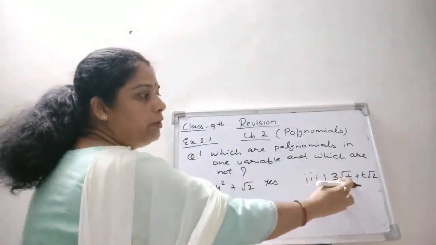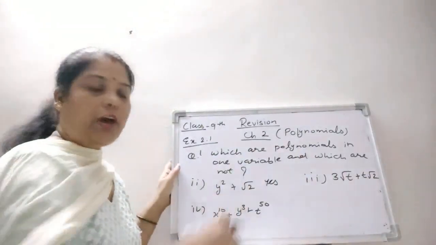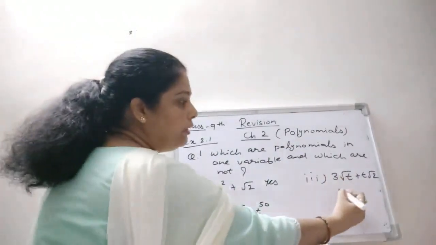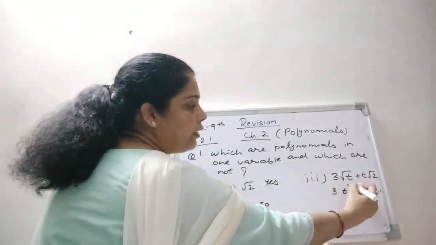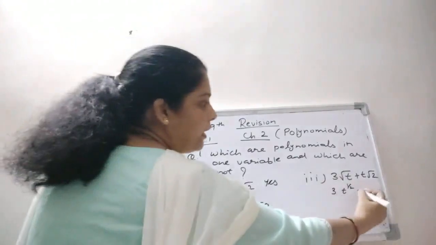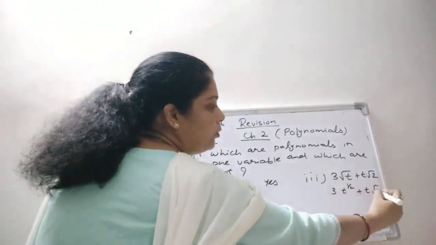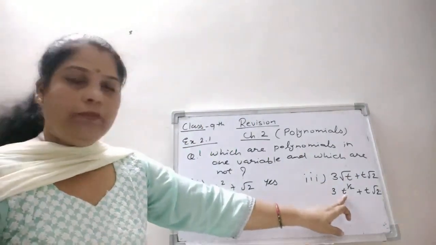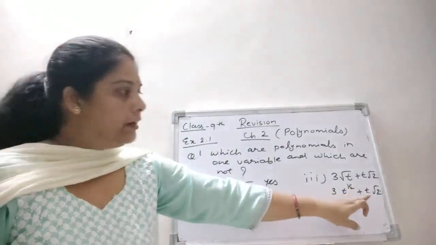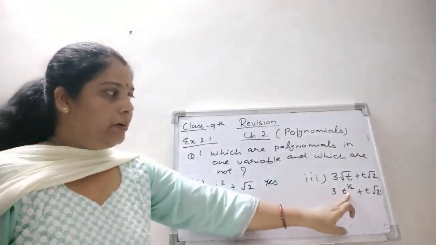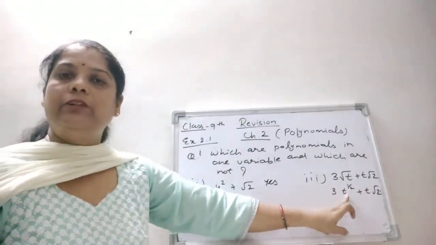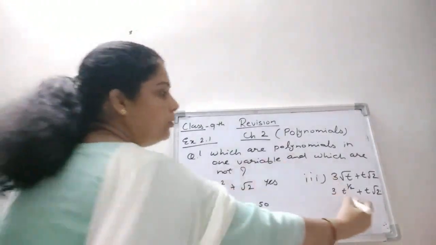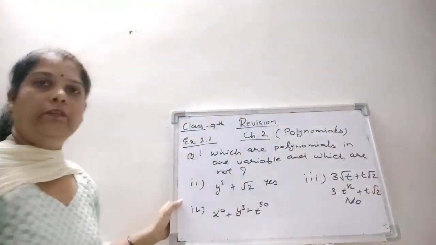Now here 3 root t plus t root 2. Now when we look at this, it seems that yes, t is the variable, but no. Here root t means we can write this t raised to the power 1 by 2 plus t root 2. Means the variable is t, that is one variable only, but the power of t is 1 by 2 and here the power of t is 1. The power of the variable should not be in fractional form, should not be in negative form, it should be in the whole number only. So no, this is not the polynomial in one variable.